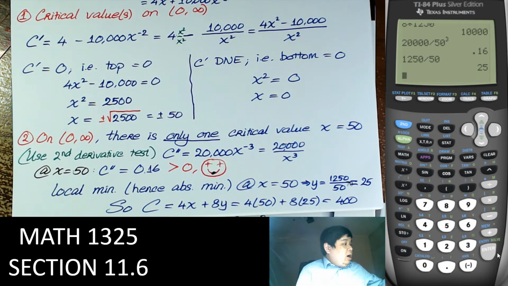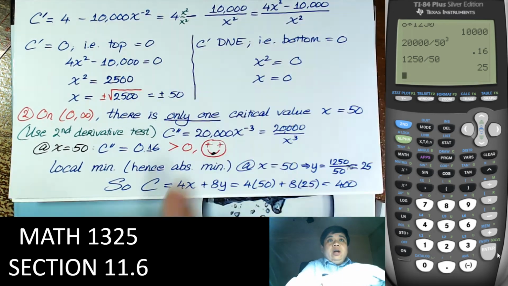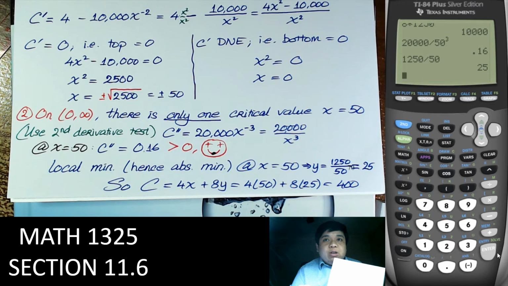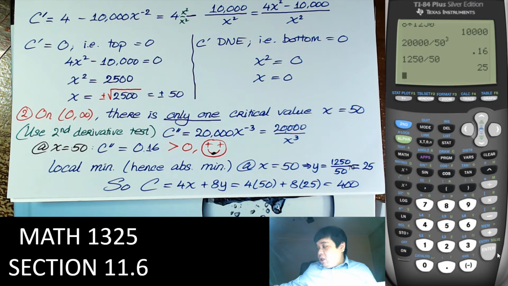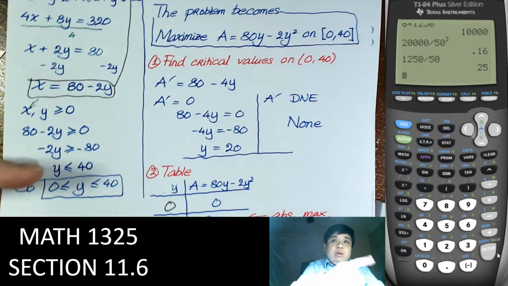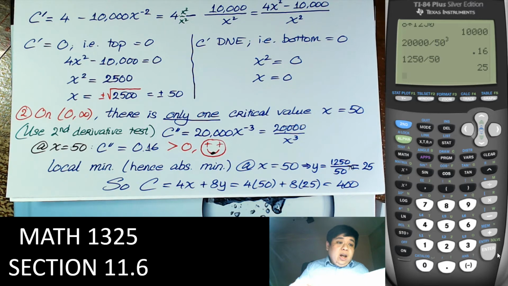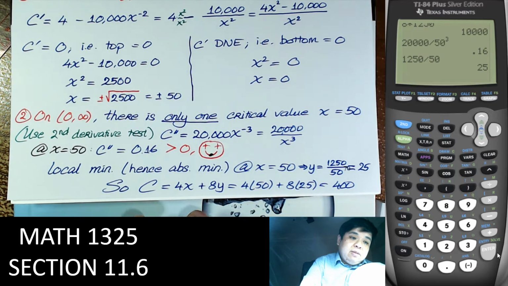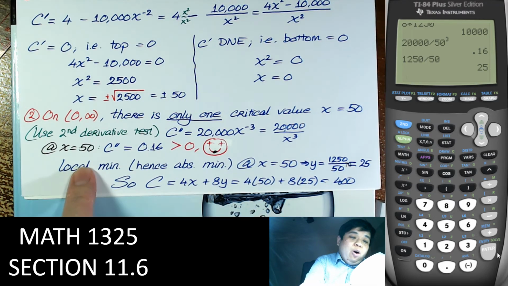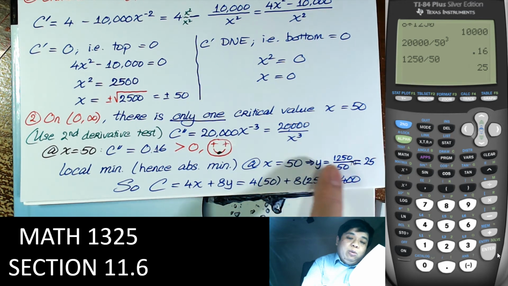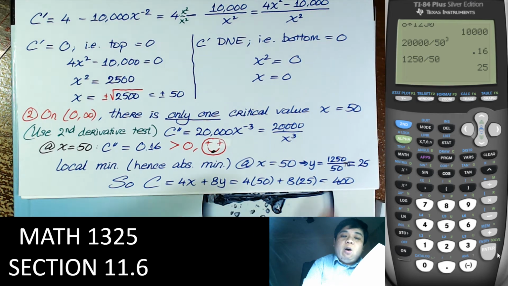Right. So unlike the previous problem, this problem we don't have the boundary. It is not on a closed interval. So in that case, we hope to have only one critical value. If we have two critical values, we still need to put on the table like this. But then we have to use the limit, because the boundary is not there. Luckily, we don't have to, because this one is an open interval, and we only have one critical value. So the local min is also the absolute min at x equal to 50. And then we can find y. Then we can find the cost, $400.